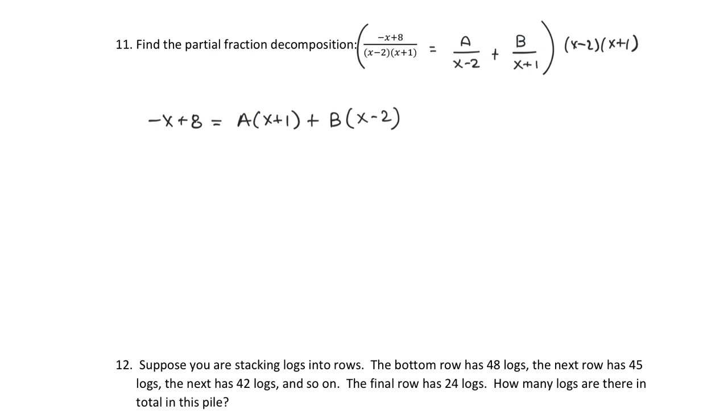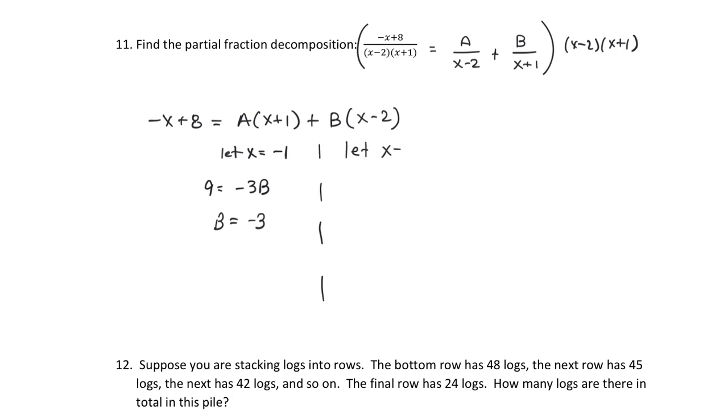Now let's let x equal -1. Negative, the opposite of -1 is 1. 1 plus 8 is 9. -1 plus 1 is 0. -1 minus 2 is -3 times b is -3b. So divide by -3, b equals -3.